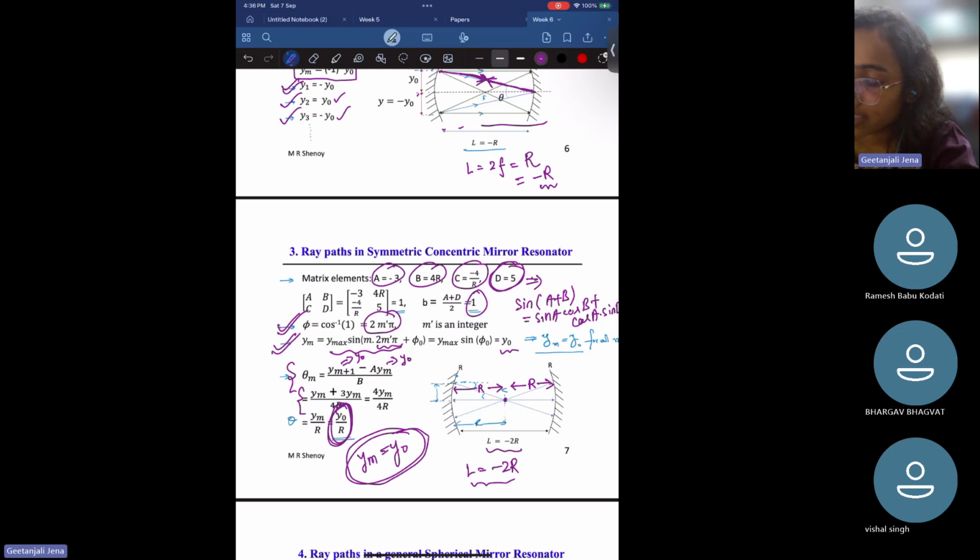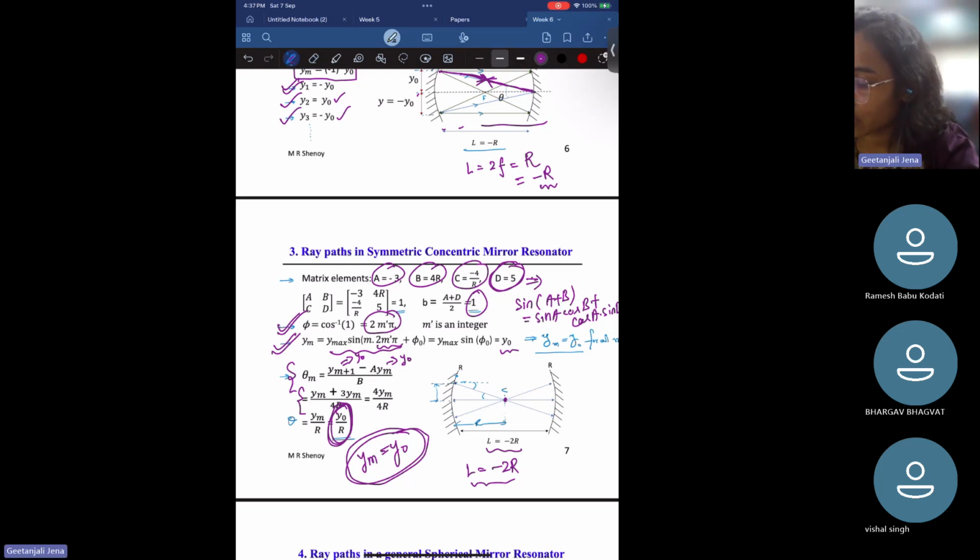So this theta m is independent of m. So this theta remains constant as the ray oscillates inside this mirror resonator. So now let us see the ray diagram.